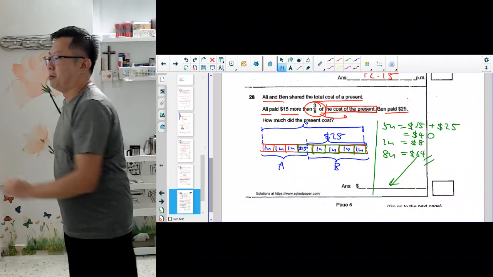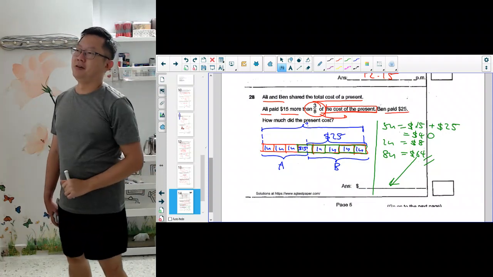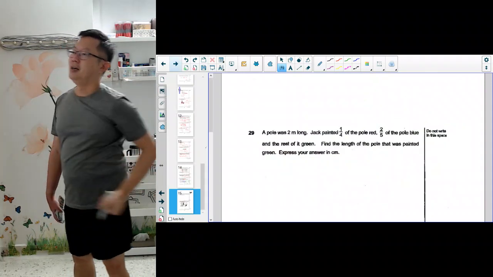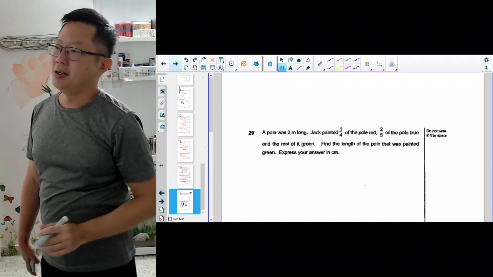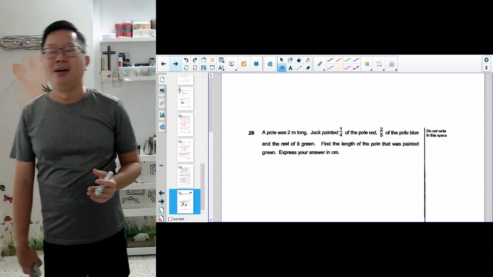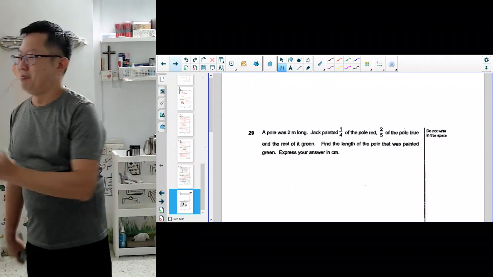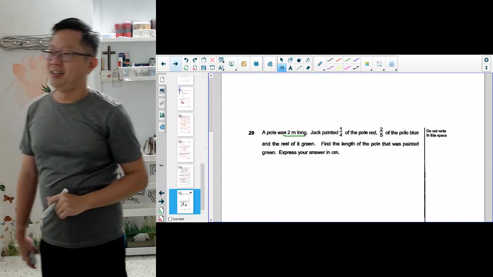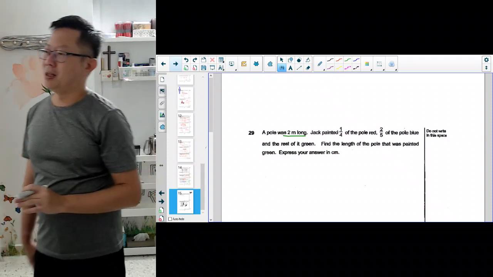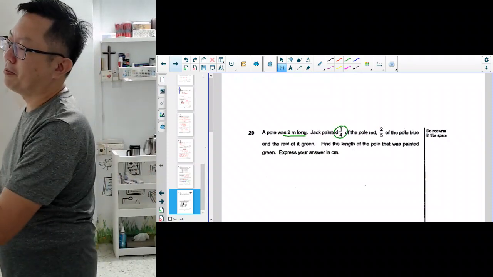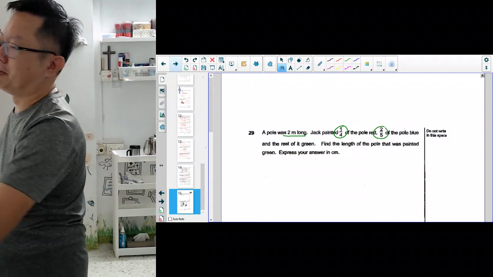Okay, let's go to question 29. Alright, so question 29, let's move on. Fractions again. So every time there's a fraction, what do I do? I draw the model. A pole was 2 meters long, and Jack painted 1/4 of the pole red and 2/5 of the pole blue.